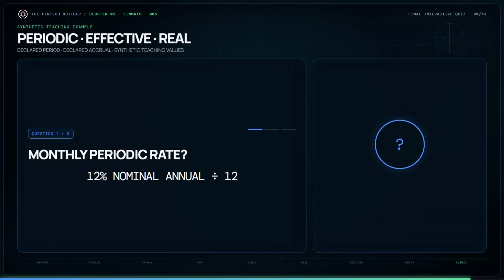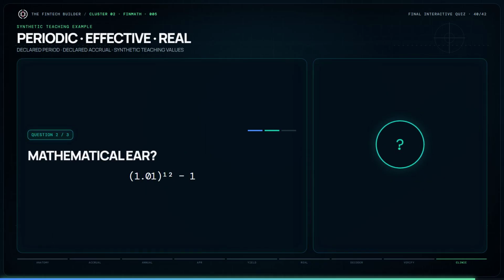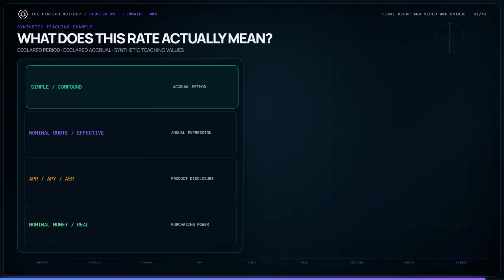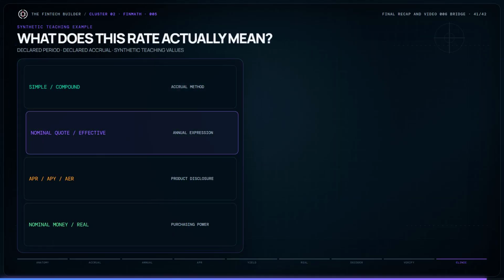Final quiz. A savings product quotes a 12% nominal annual rate compounded monthly. Inflation over the same year is 5%. Question 1. What is the monthly periodic rate? Question 2. What is the mathematical effective annual rate? Question 3. What is the exact real rate using the effective nominal result? The answers are 1% per month, 12.6825% effective annually, and approximately 7.3167% real. An interest rate becomes meaningful only after its full identity is known.